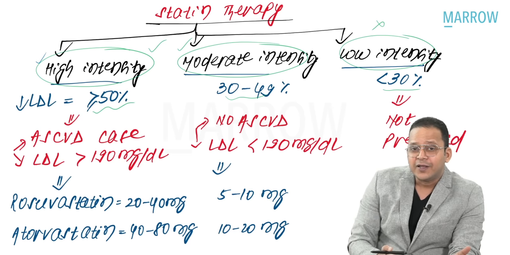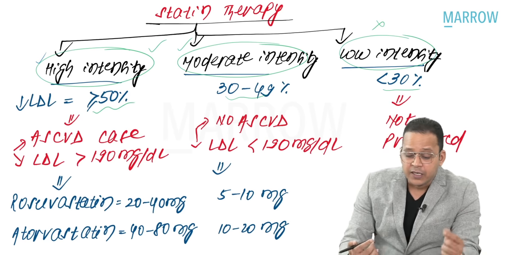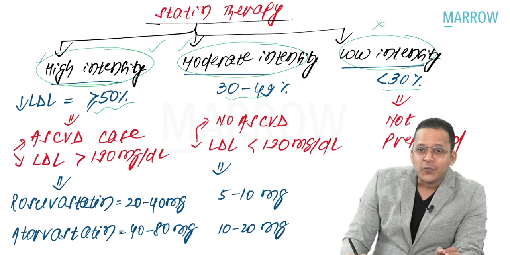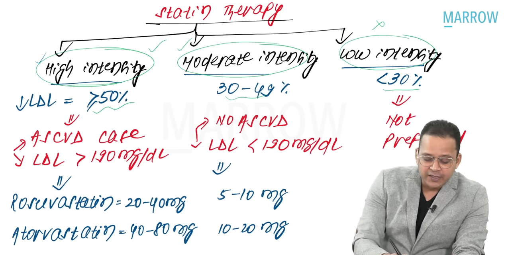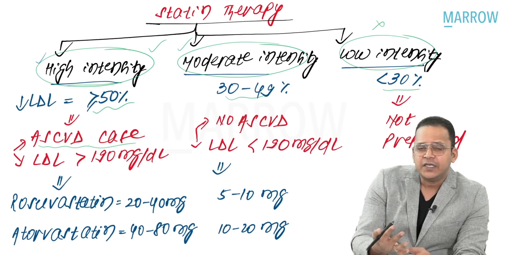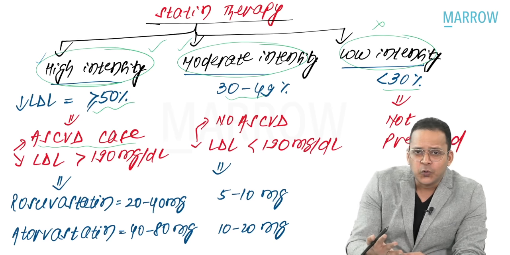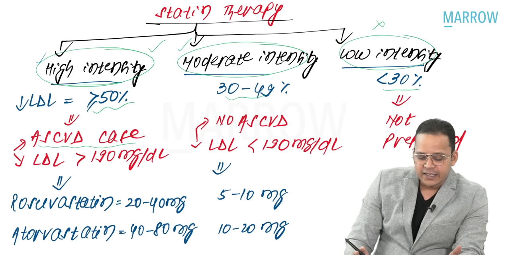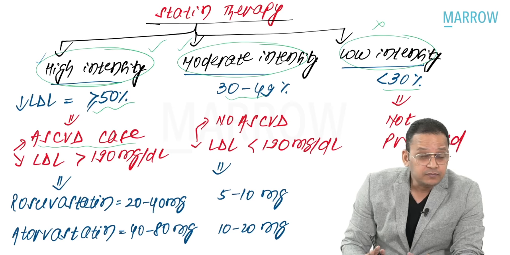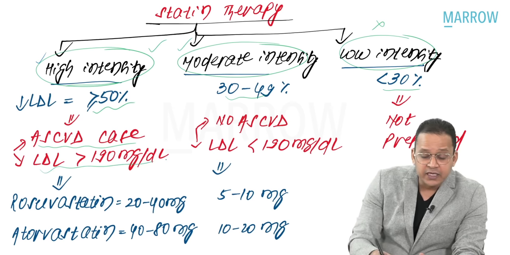Now, coming to this part, when would I go for high intensity or moderate intensity clinically? Clinically, what are the markers? Number one, remember, high intensity is preferred when the patient has already suffered ASCVD. So he's a patient of stable angina. He's a patient who already had an attack of myocardial infarction or stroke, right? Thromboembolic stroke. That is what it means. He's a case of ASCVD. Or the patient never ever had an attack of ASCVD, but his LDL levels are very high.